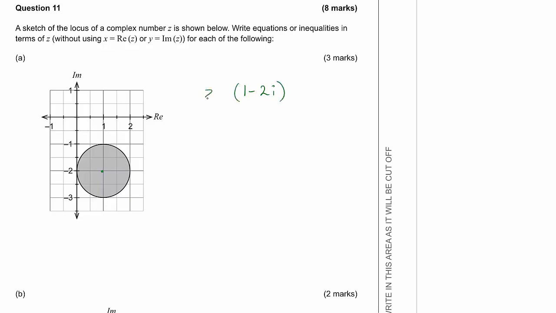So the circle, it's always the modulus of z take away the centre, and I can see the radius is 1, but we've also got shading inside, so that should be less than or equal to 1.